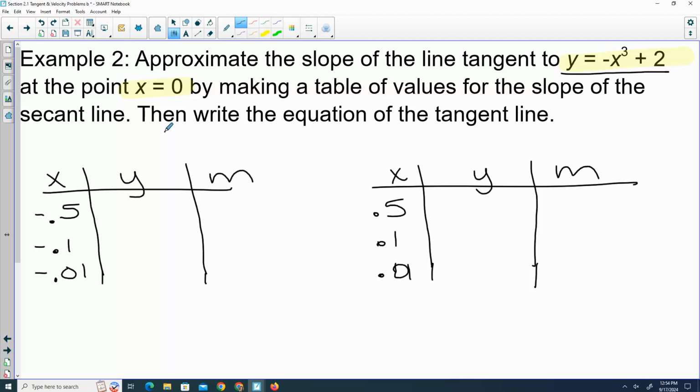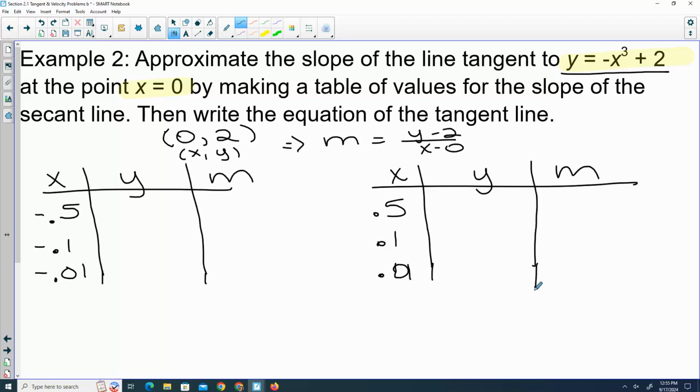The point that I'm finding the slope between, when x is 0, what is my y? It's 2, because y is the opposite of x cubed plus 2. So the point on the actual graph is 0, 2. Okay, so if I'm finding slope between x, y and 0, 2, my slope will be y minus 2 over x minus 0, which is just x. Okay, so that's how I'm going to find the slope.